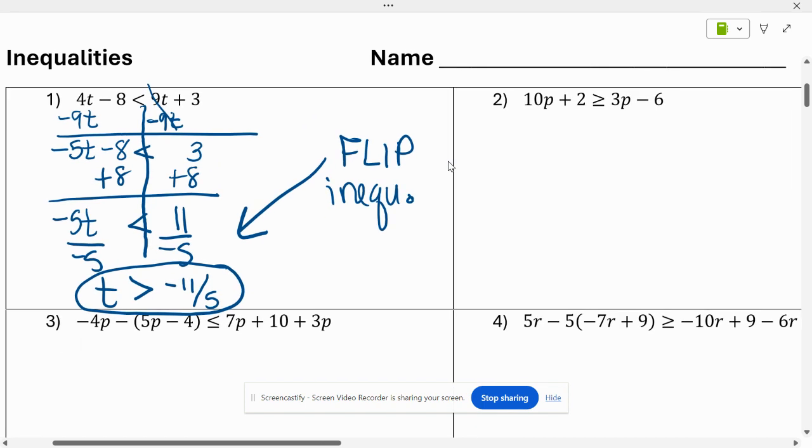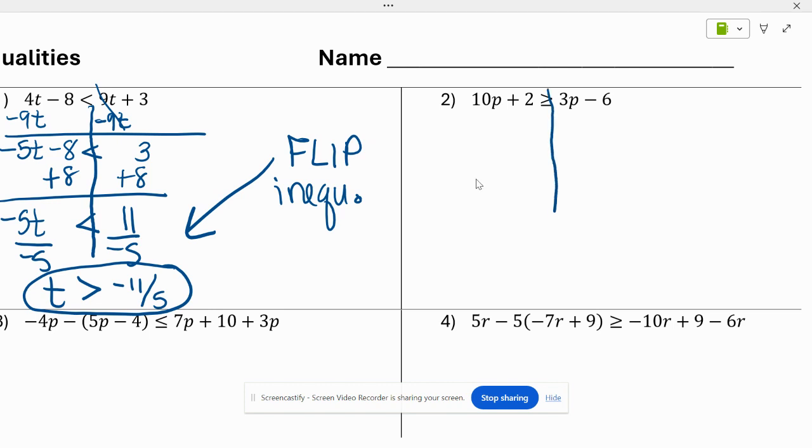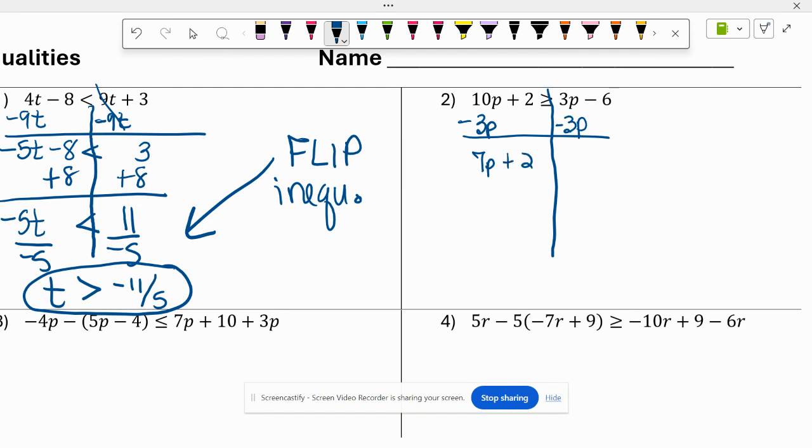Okay. Next one, Brayden, what do you want to do first? I didn't hear you, say again. Yeah, subtract 3p from both sides. Good job. So 10p minus 3p is 7p plus 2 is greater than or equal to negative 6. Seamus, what do you want to do next? Subtract 2 from both sides.